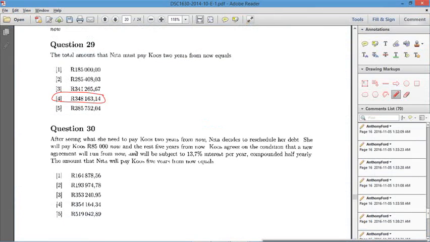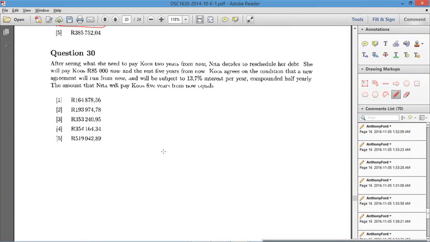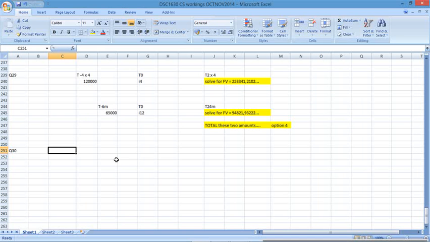Alright guys, and then last question, question 30. After seeing what she needed to pay Koos 2 years from now, Nita decides to reschedule her debt. She will pay Koos 85 now and the rest 5 years from now. Koos agrees on condition that the new agreement will run from now and will be subject to 13.7% interest per year compounded half yearly. Alright, so again, what I need to do, I need to draw a little timeline to show what the actual picture looks like. Okay, so obviously I'm looking at T2 times 2.